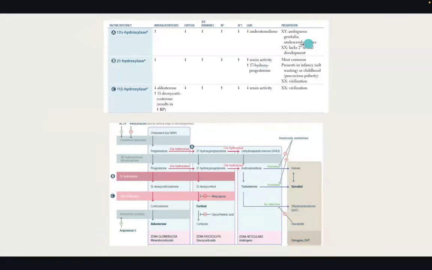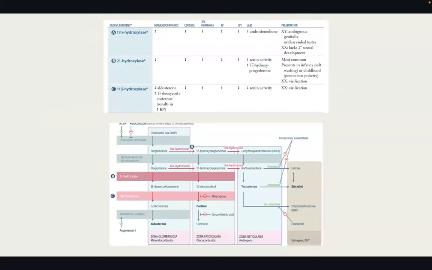And what about in a female? She might not have as severe a presentation as males, where it's ambiguous genitalia and undescended testes. She would have a lack of secondary sexual development. What would that mean? When you look at this female, she's going to lack pubic hair, she's going to lack axillary hair. You'd see that she's not going through the normal puberty stages that other females are going through.